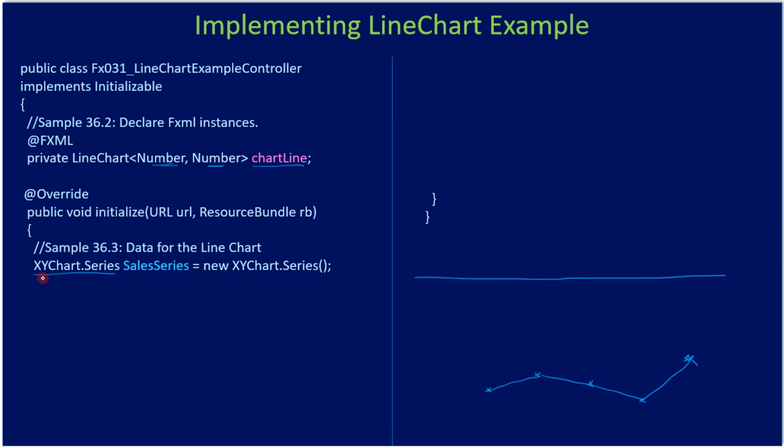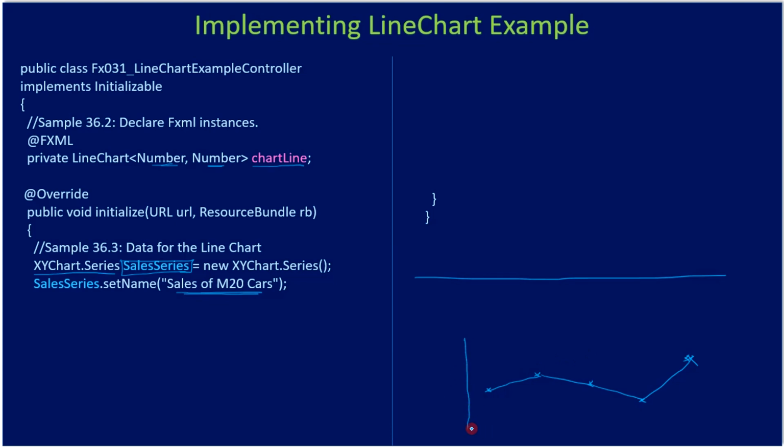So XYChart.Series, here new XYChart.Series, and this is our instance name. So we will create data points and add here. Here we name this a series, right? Sales series dot set name, sales of M20 car. So that's the title we are giving for the series.